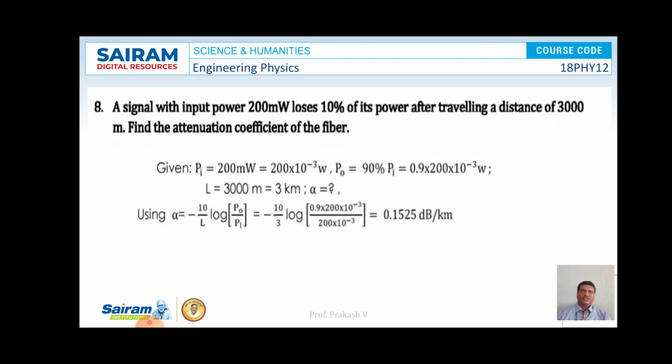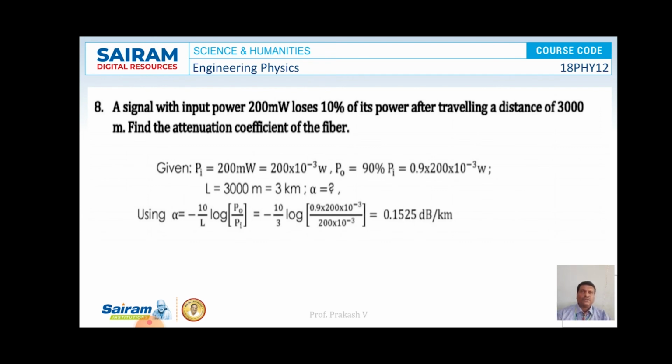A signal with input power 200 milliwatt loses 10% of its power after traveling a distance of 3000 meters. Find the attenuation coefficient of the fiber. So here the input power Pi is equal to 200 milliwatts and output power, that is P0, is equal to 90% of Pi, that is equal to 0.9 into 200 into 10 to the power minus 3 watts, and the value of L is equal to 3 kilometers.